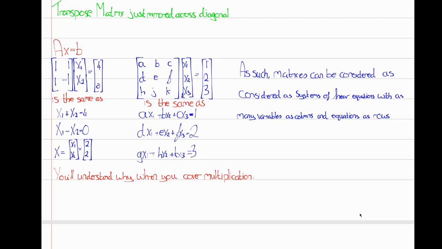So on the left, we have a matrix A multiplied by a vector x, which is equal to some vector b. So what we have written here is the same as writing x1 plus x2 equals 4. We also have x1 minus x2 equals 0. Well, that's a fairly simple simultaneous equation to solve. We have x1 equals 2 and x2 equals 2.